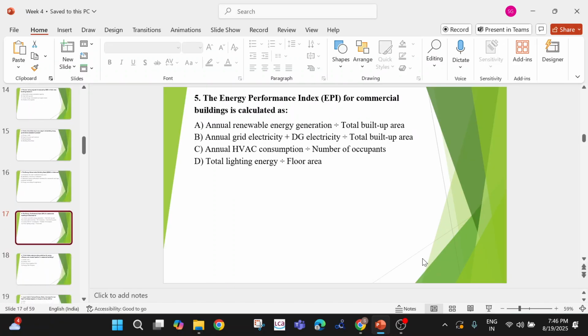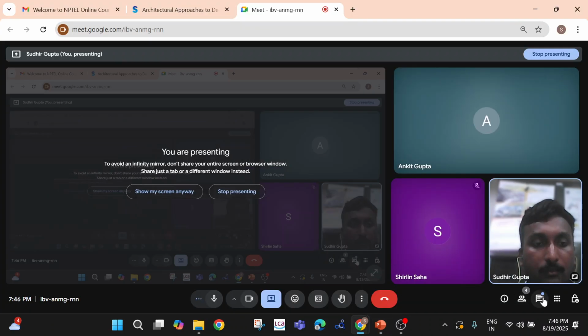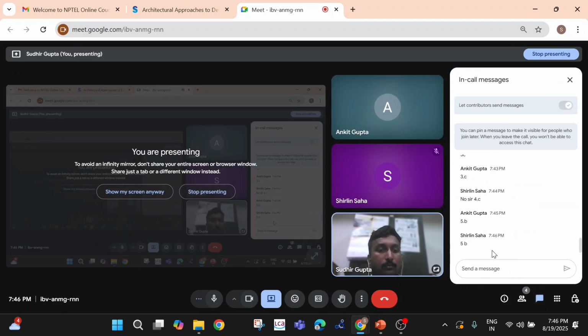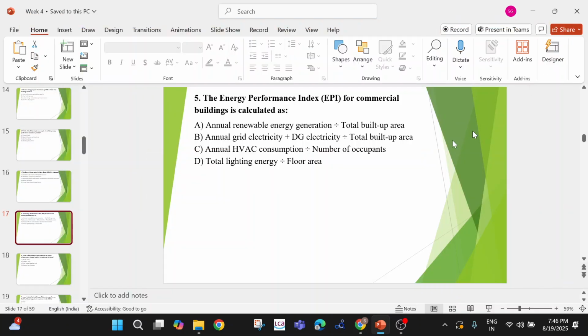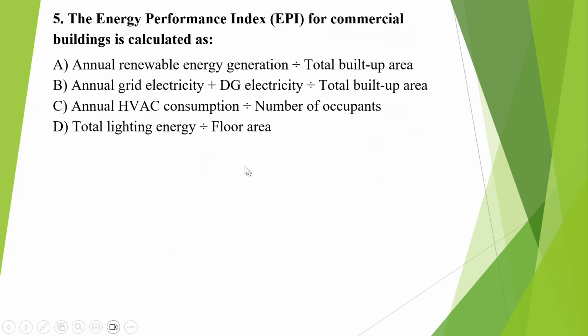As I can see, some of you have already answered it. So let us see what is the correct answer as per you all. Okay, so fifth, B, that is annual grid electricity plus DG electricity divided by, it should be in brackets so that the summation of both is divided by total built up area. Some brackets should be there, but this is a typo; from the four options you can opt for the most appropriate one. So B will be the correct answer, and all of you have marked it correctly.